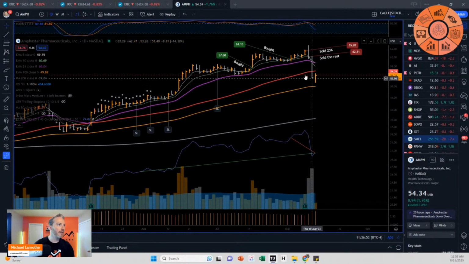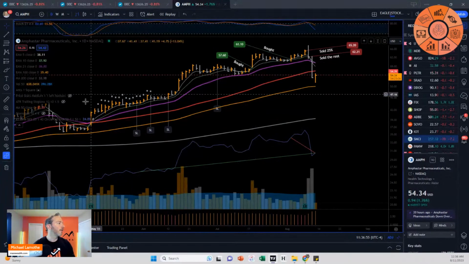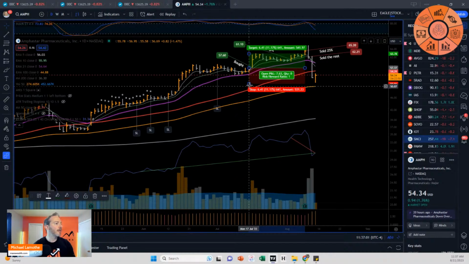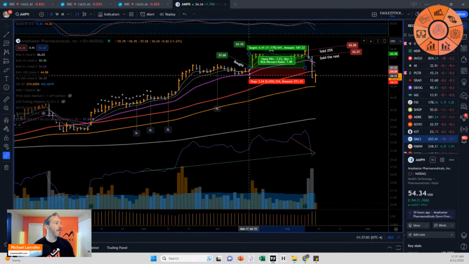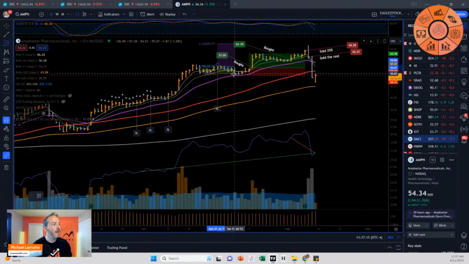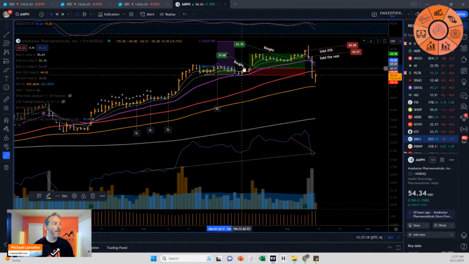Right, so take off the old notes. When I was entering AMPH, I was getting in down here, and I set my stop over here. I wanted to see how far this thing could go. So there were a couple of different things that I wanted to look at. The first thing that I'm looking at, from a technical basis, is Fibonacci extensions and retracements.